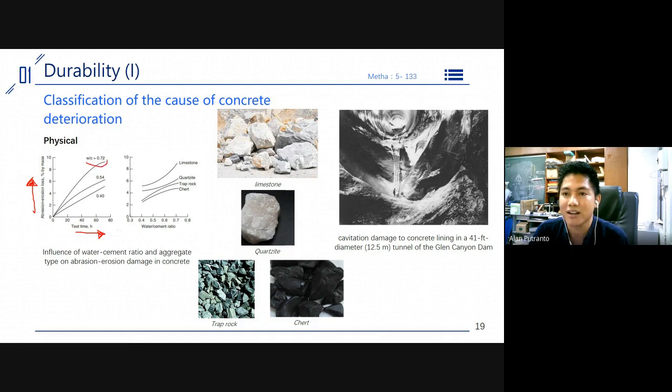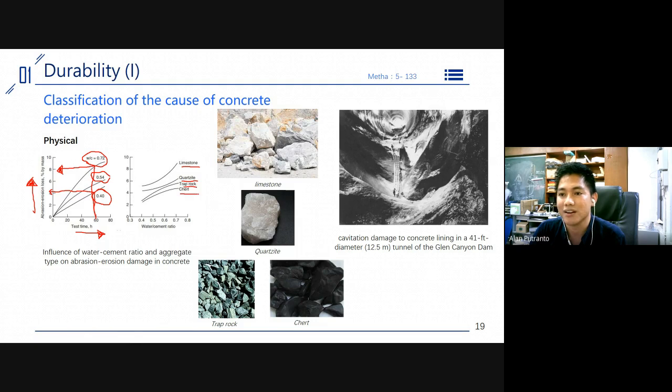Now, different water-cement ratios will have different degrees of erosion. For the small water-cement ratio in the same time, that will have a lower abrasion erosion loss. This table is talking about the percentage loss by mass actually. If we have a higher water-cement ratio with respect to time, we will have higher abrasion erosion in the same time. Now let's see, different rocks also have different abrasion erosion.